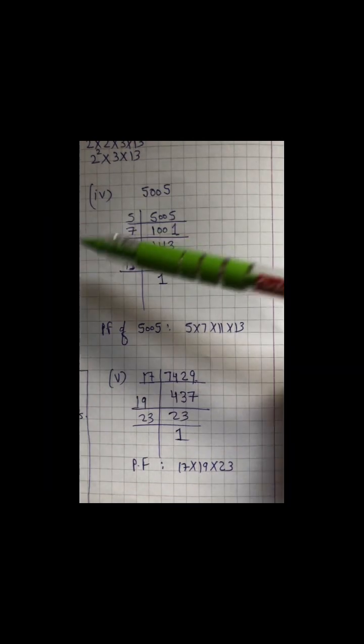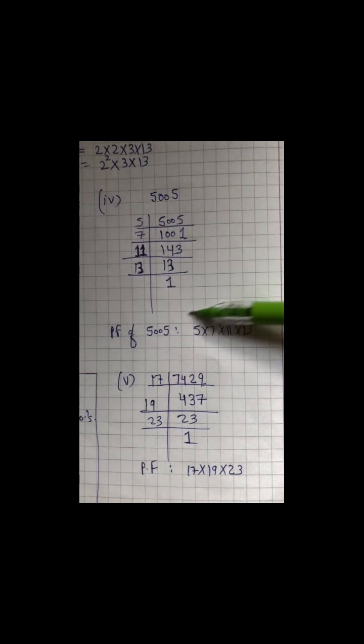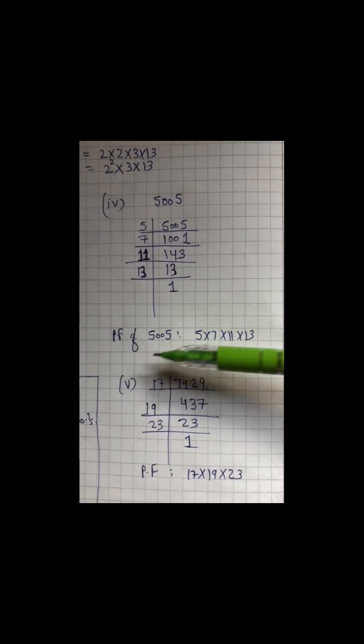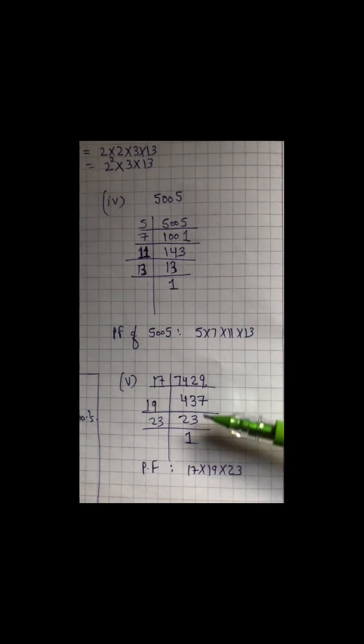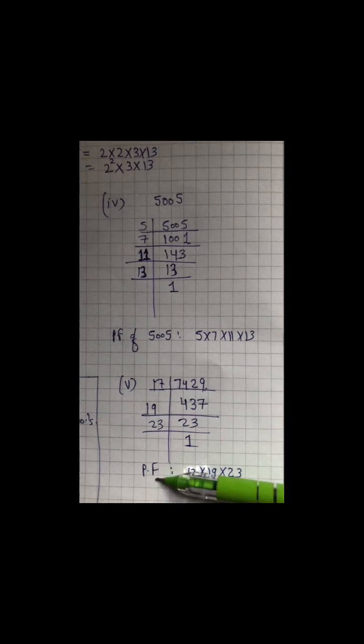Similarly, you can solve fourth and the fifth part. Prime factorization of 5005 and its prime factors, and the prime factorization of 7429 and its prime factors.